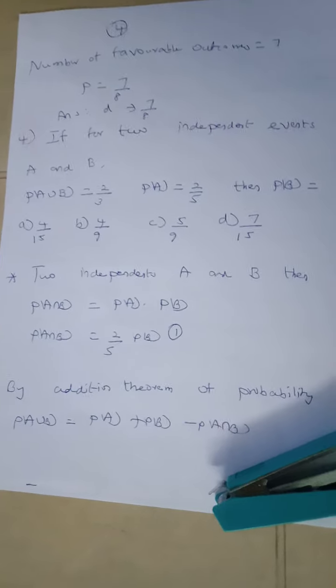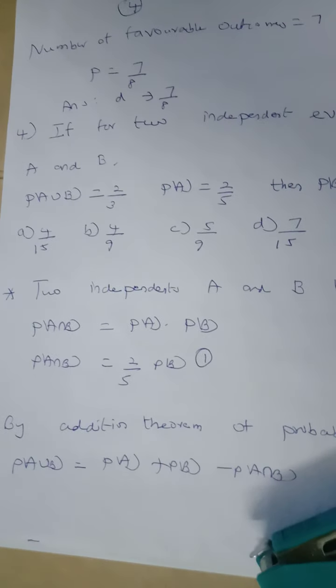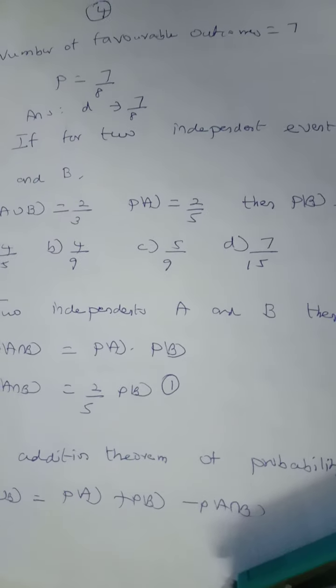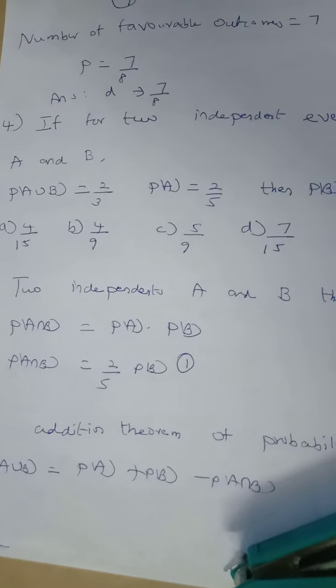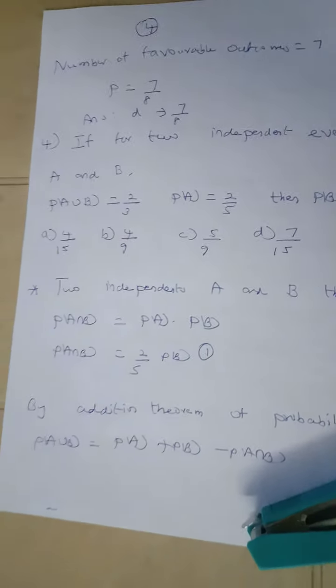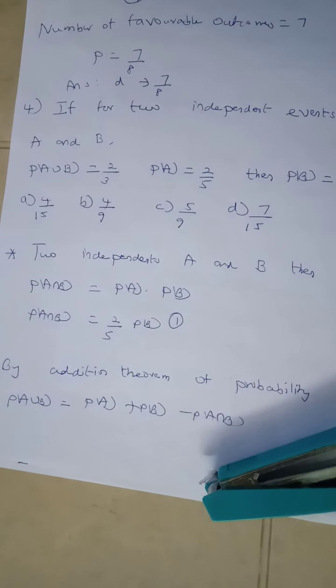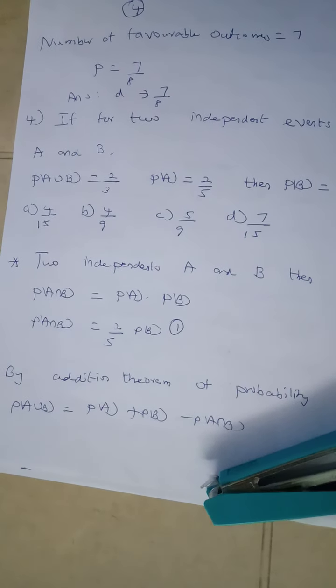Question number 4. If for 2 independent events A and B, probability of A union B is given and probability of A is given, then find probability of B. So the basic condition for 2 independent events is probability of A intersection B is equal to probability of A into probability of B. Probability of A is given as 2 by 5.